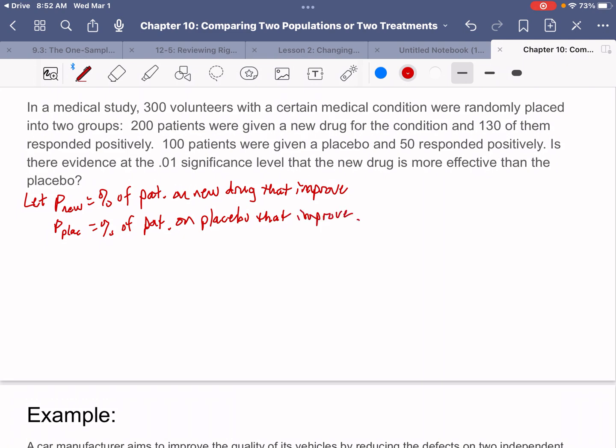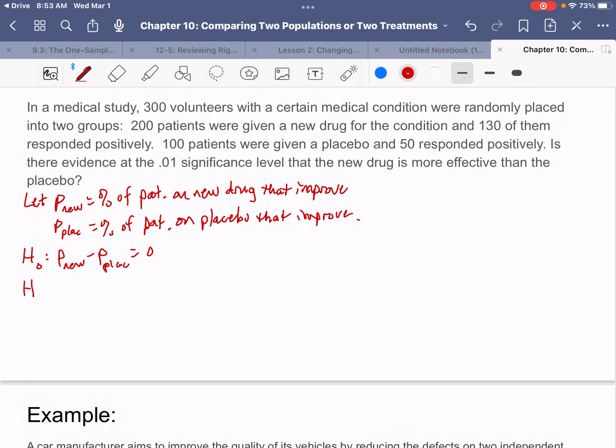Hopefully that's pretty straightforward. Now, my null hypothesis will be that the percentage of people on the new drug minus the percentage of people on the placebo will be 0. This is basically my way of saying that an equal percentage of patients on both treatments experienced improvement. Both treatments are basically equally effective.